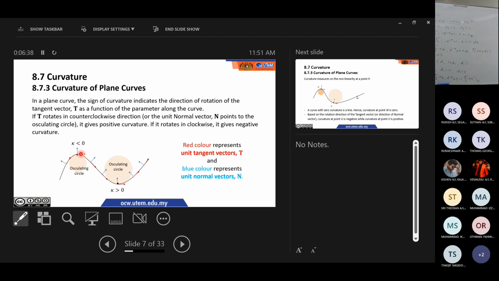So you see at this point we have the oscillating circle. Oscillating circle means at every single point we can have an oscillating circle. At this point, this circle means the point on this curve has the same curvature as that circle. The curvature of this circle is the same as this point. Let's sketch on the wall so I want you to understand what the oscillating circle is.